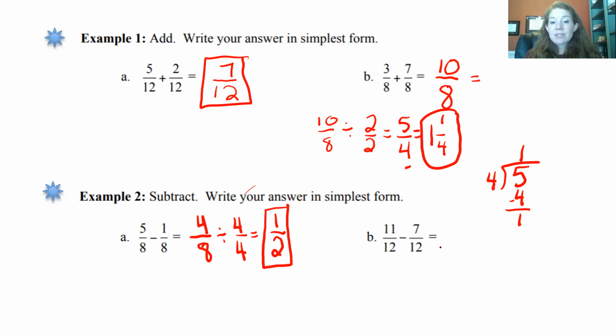Letter B, our denominator is 12. Now we're going to subtract 11 minus 7 and we get 4. Both of those numbers are divisible by 4. So 4 divided by 4 is 1, and 12 divided by 4 is 3. And our final answer is 1/3.